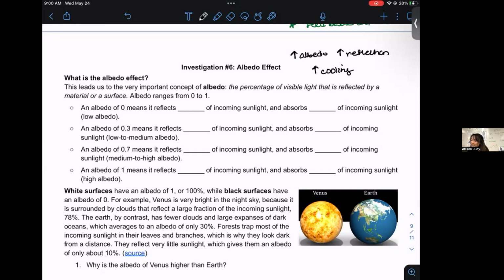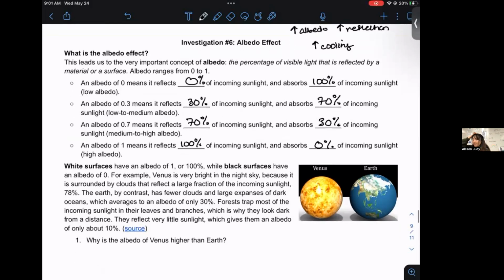So an albedo of 0, and it's on a scale of 0 to 1, an albedo of 0 means that 0% of incoming light is reflected and 100% is absorbed. Okay, an albedo of 0.3 means that 30% is reflected and 70% is absorbed. Are you seeing the trend? If I have a 0.7 albedo, how much is reflected? How much is absorbed? If I have a 1 albedo, how much is reflected? Excellent.